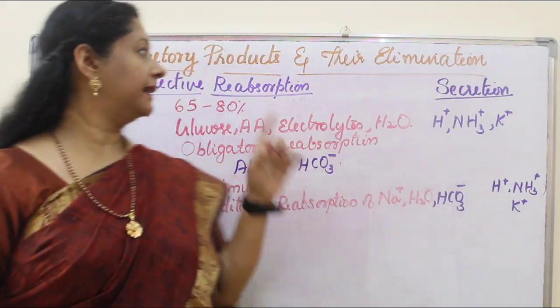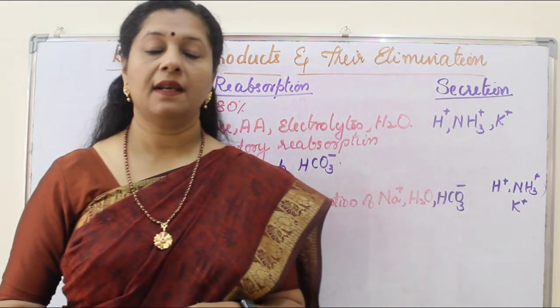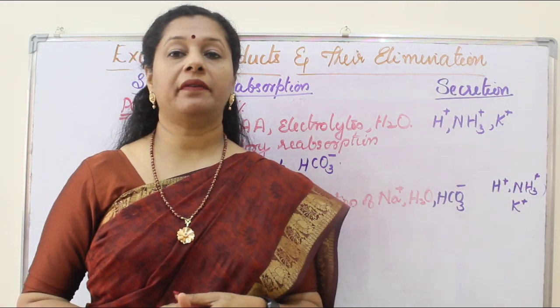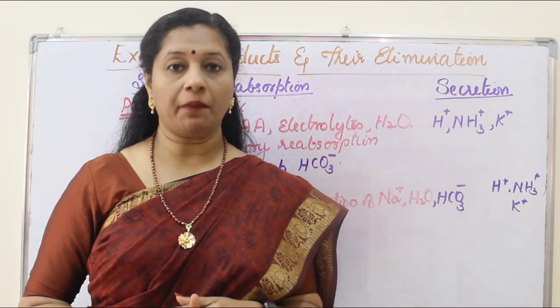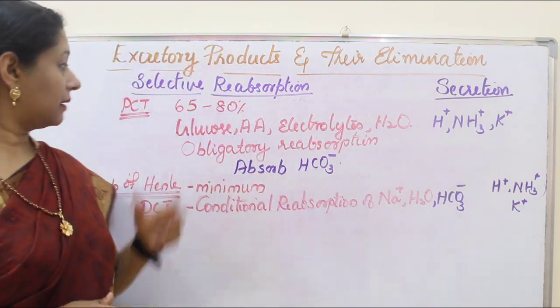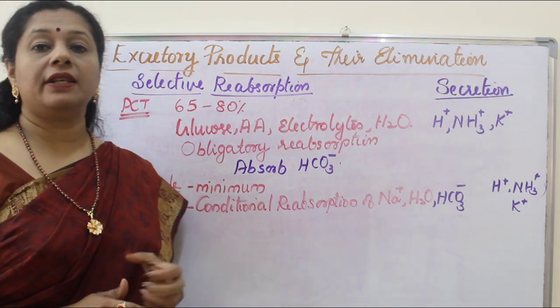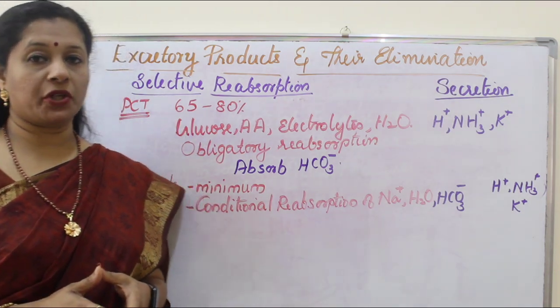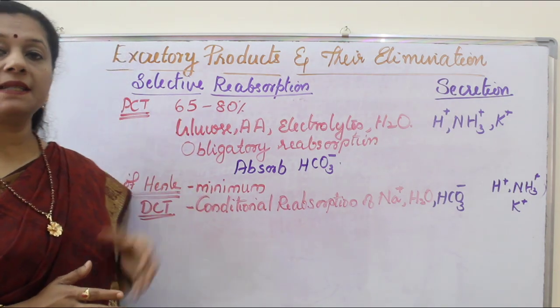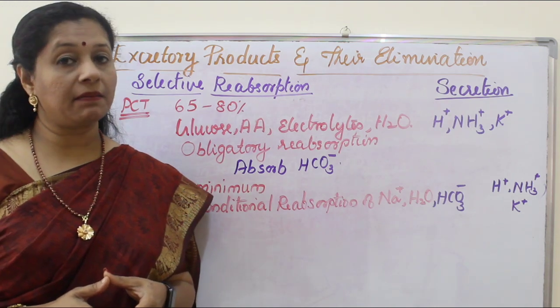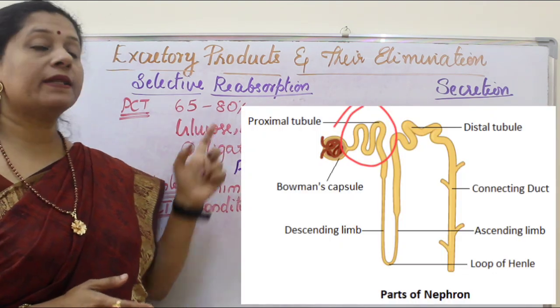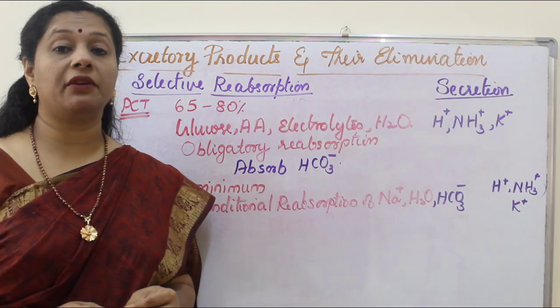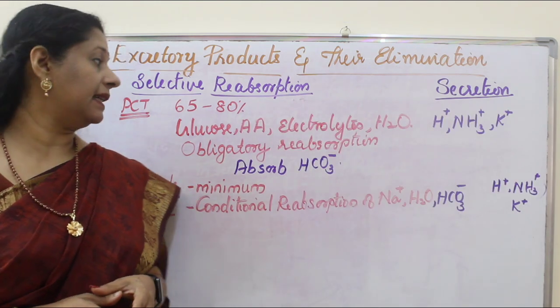Now let's look at the selective reabsorption process. I told you 99% of the ingredients of the filtrate are being reabsorbed at this stage. In this regard, there are three regions mainly involved in reabsorption. The first part of the nephron is the PCT, the proximal convoluted tubule, where the maximum reabsorption happens. Almost 65 to 80% of the reabsorption happens in the PCT itself.